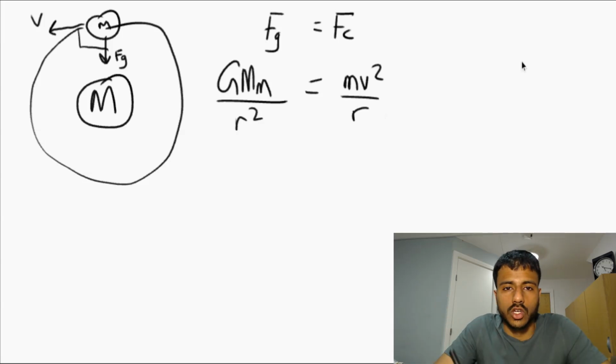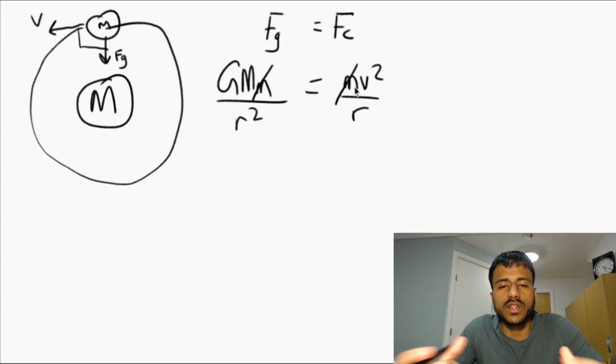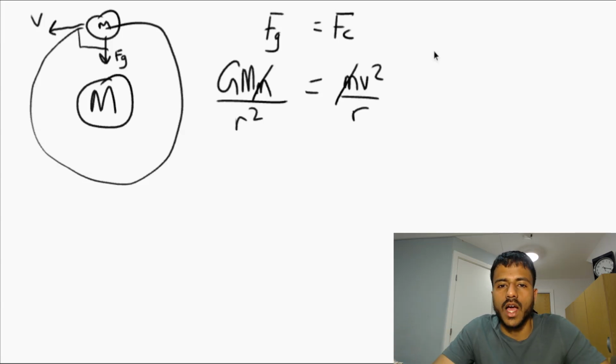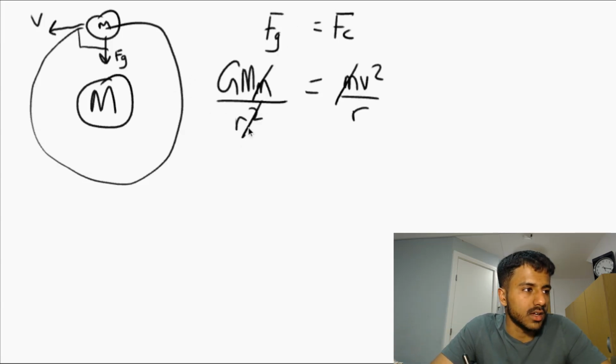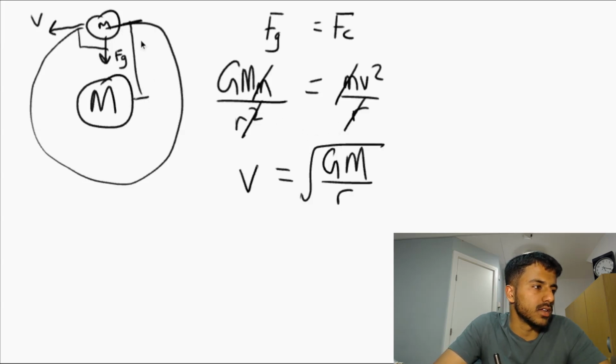Now the first thing that you can notice is that the masses of the satellite cancel. So this already tells us that the orbital velocity is independent of the mass of the satellite. And if you do some more cancelling and some rearranging, we get that the orbital velocity is equal to the square root of GM over r, where r is the distance between the planet and the satellite.